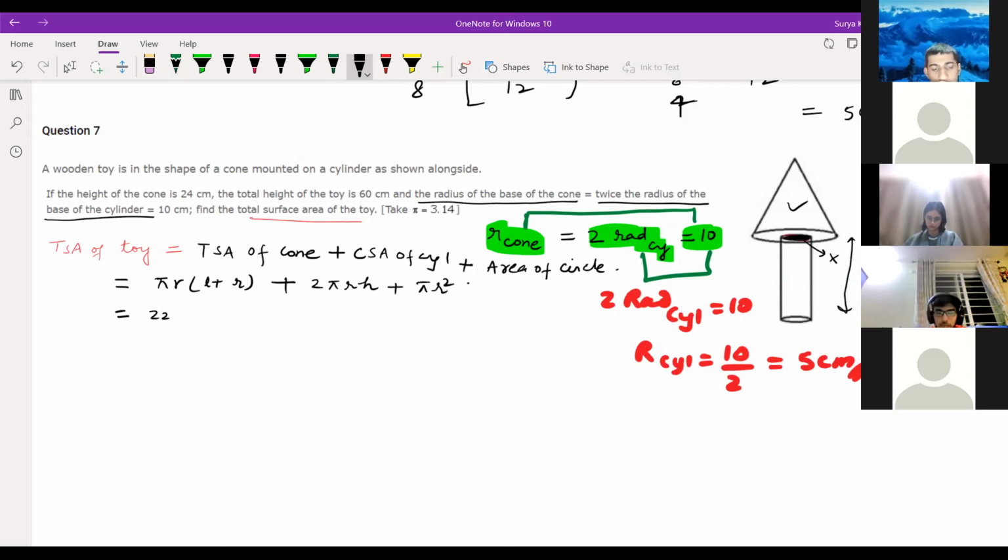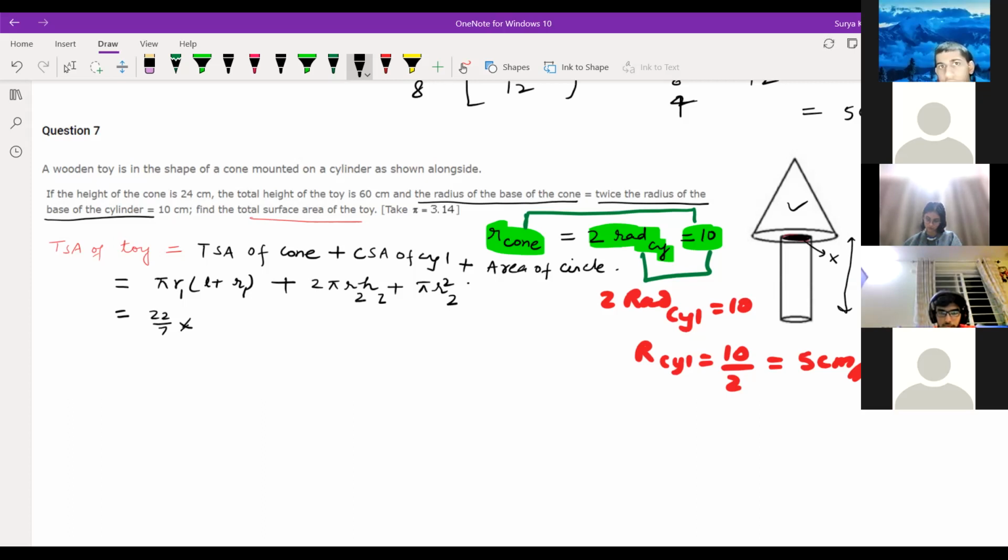Pi R, 22 by 7. This is the radius of the cone, which means you can write here R1, here also R1. If you're talking about a cone, write R1. If you're talking about the cylinder, just write R2 and H2.